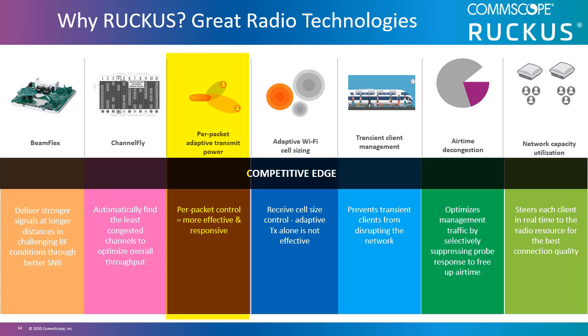Per packet adaptive transmit power transmits the lowest power for the highest MCS rate. Adaptive Wi-Fi cell size adapts transmit and receive cell size. Airtime decongestion optimizes management traffic by selectively suppressing probe responses to free up airtime for client data traffic. And network capacity utilization steers each client in real time to the radio resource for the best connection quality.